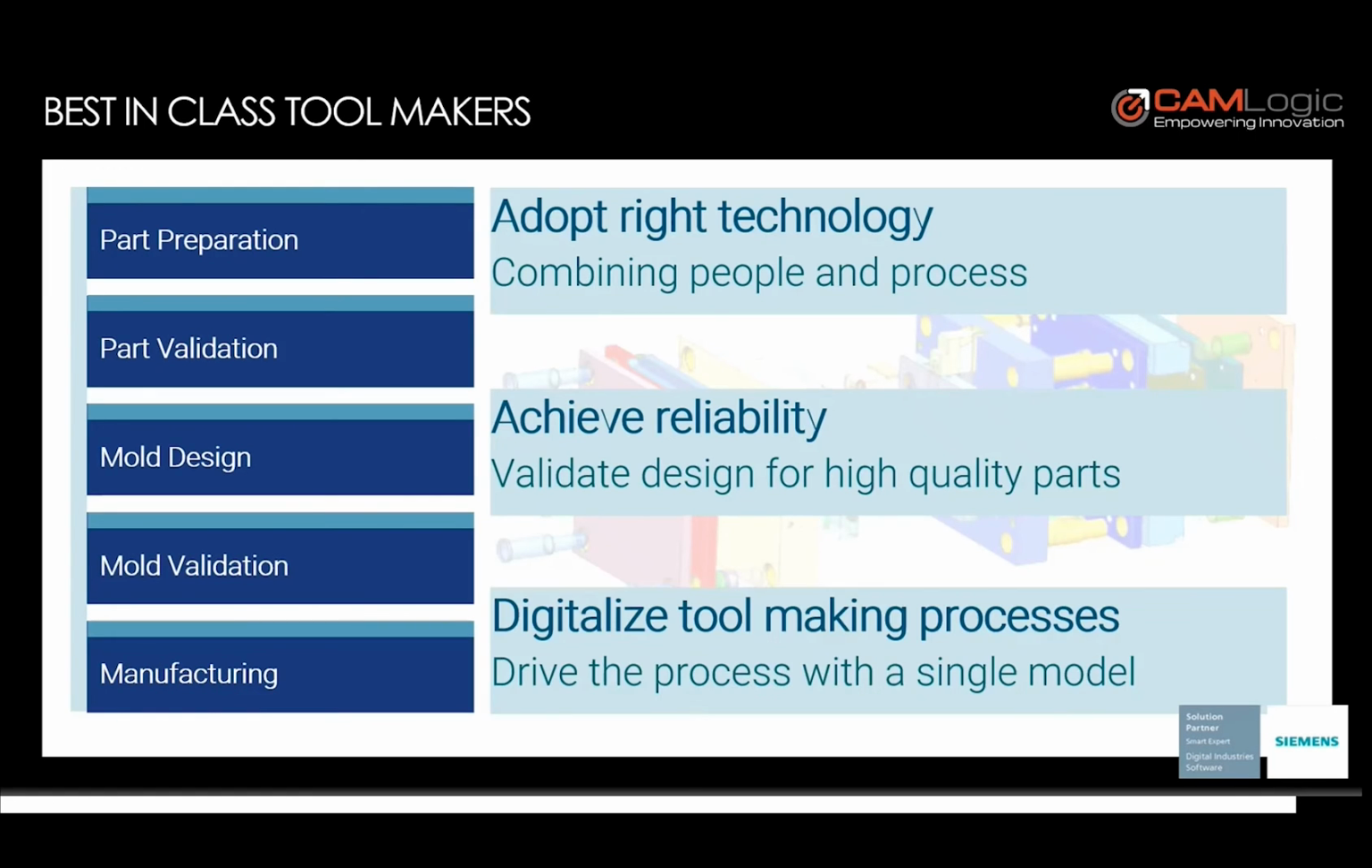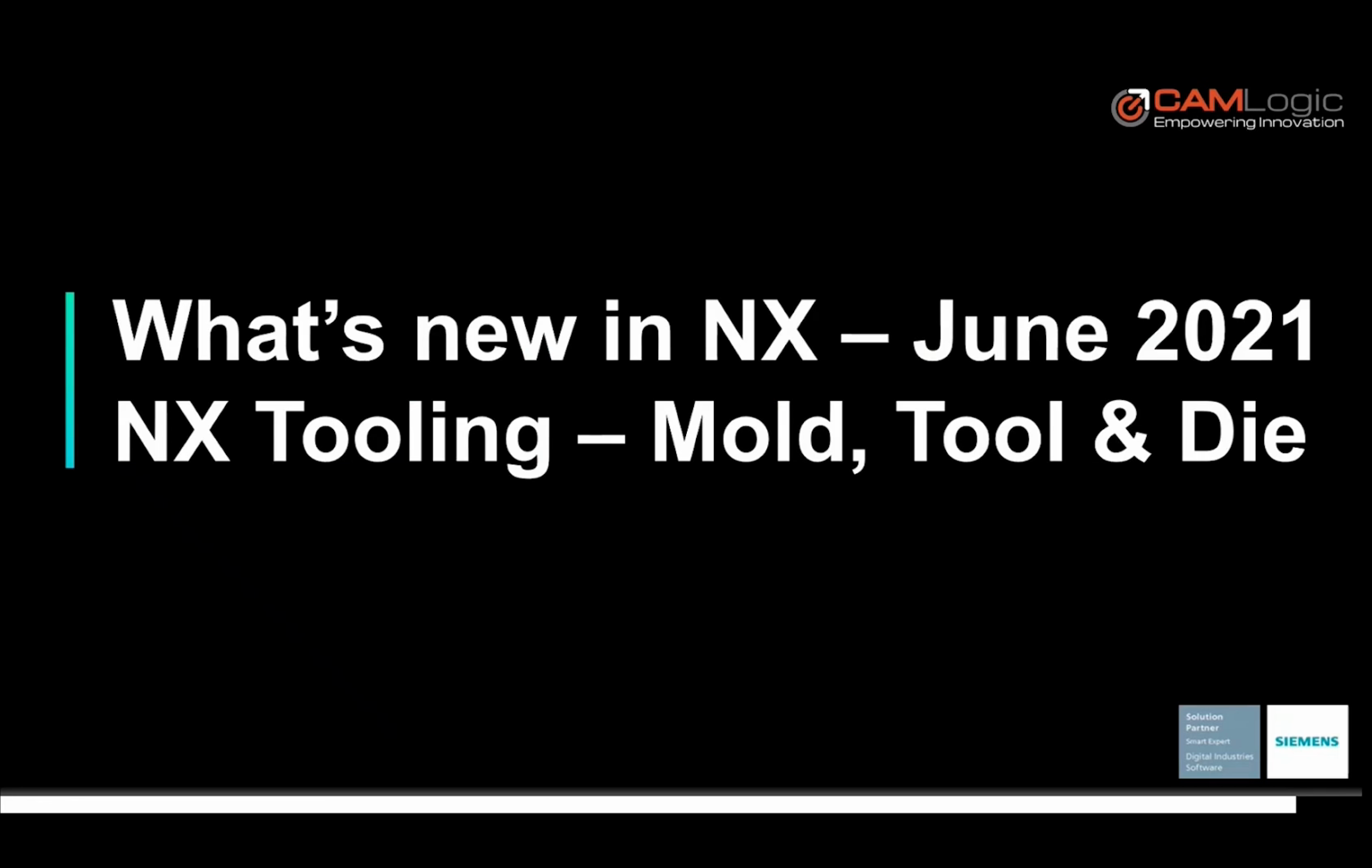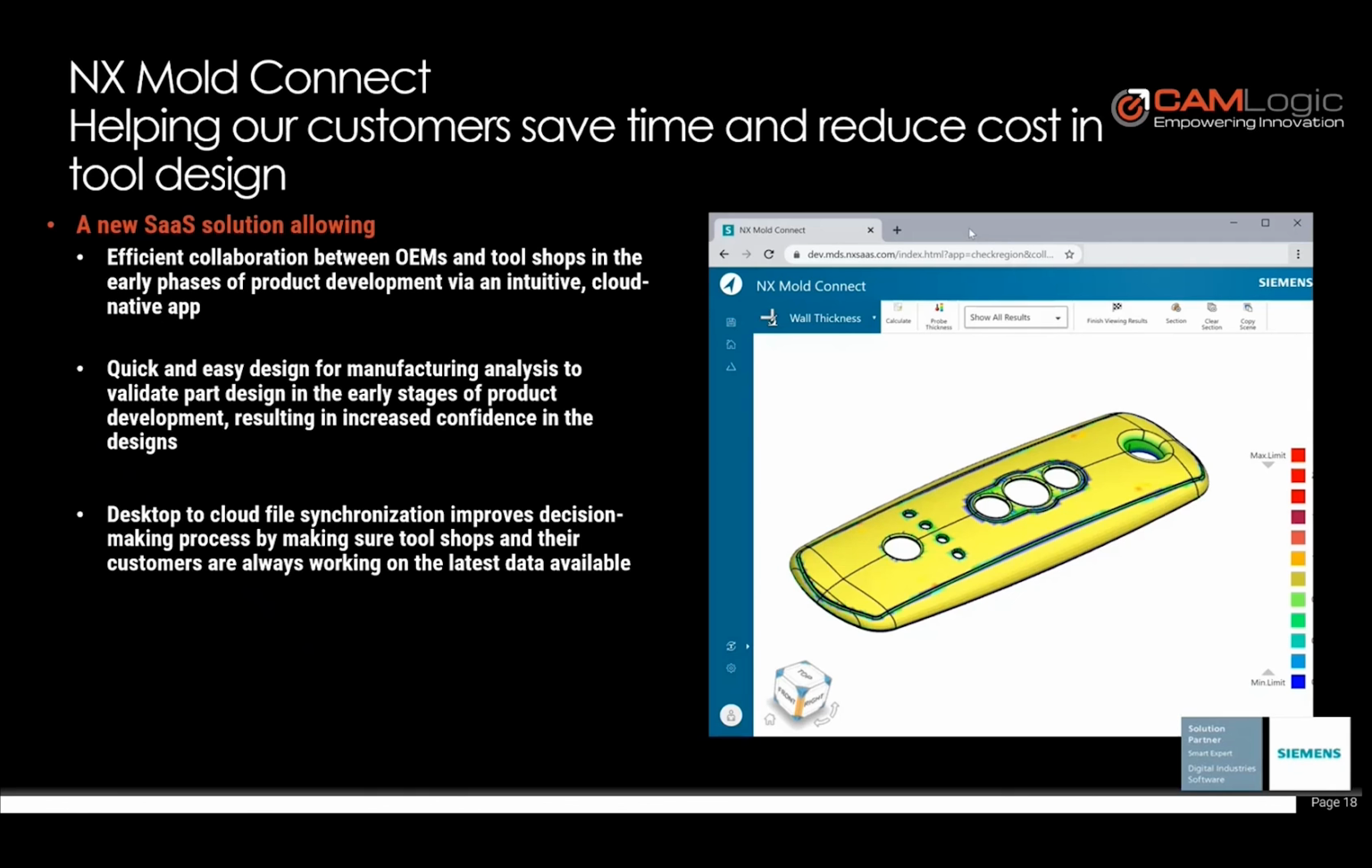So now taking a look at adapting the right technology, validating our design for quality parts, and digitalizing that whole process so we're able to take that, design it, simulate it, and manufacture it all within the Siemens platform. So now I wanted to touch base real quick on what came out in the latest release. So some of the new tools that came out in the 1980 release in June of NX.